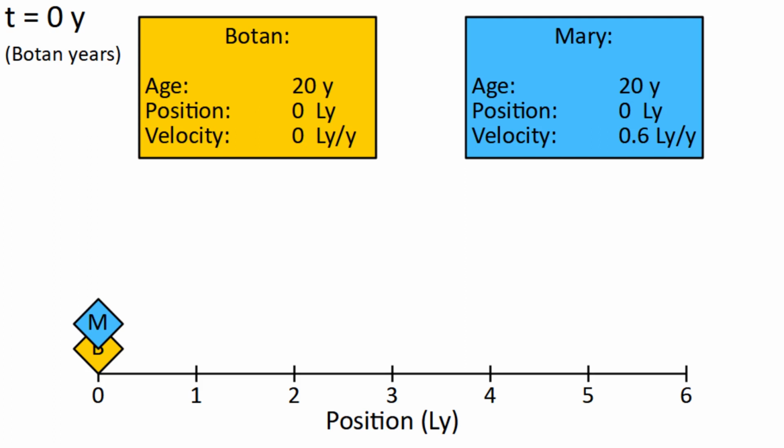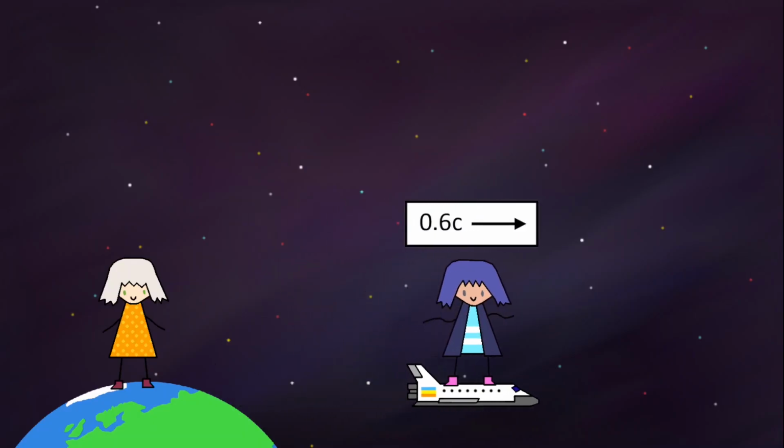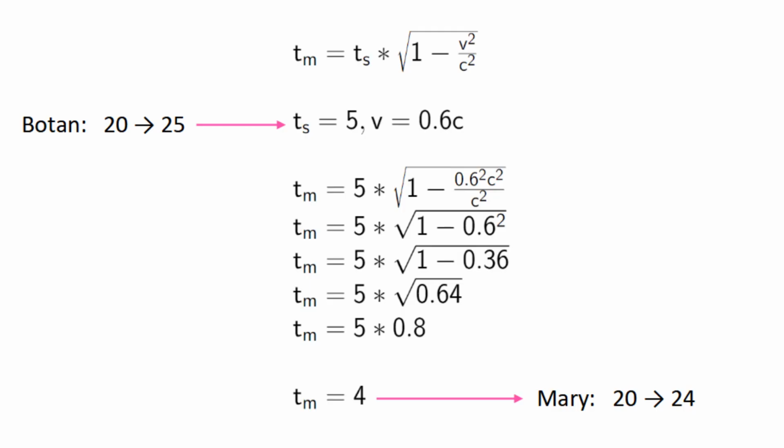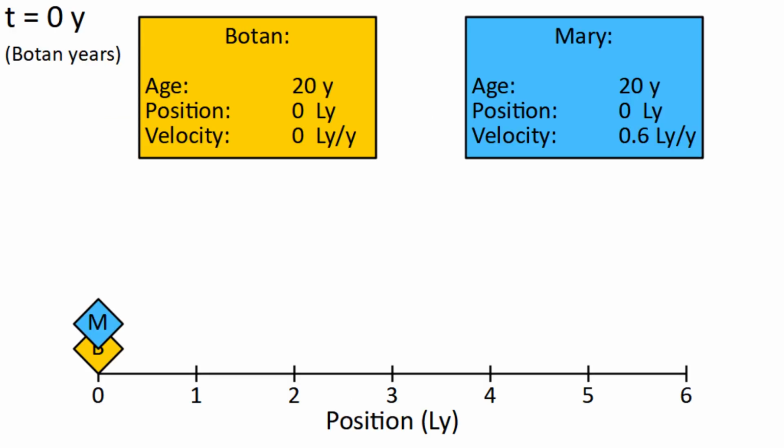Then Mary leaves in her ship at 0.6c. The time dilation formula tells us that she ages at 0.8 times the rate. So after 1 year, Mary ages by 0.8 years, Botan ages by 1 year, and Mary travels 0.6 light years. This process continues every year until we get to year 5.